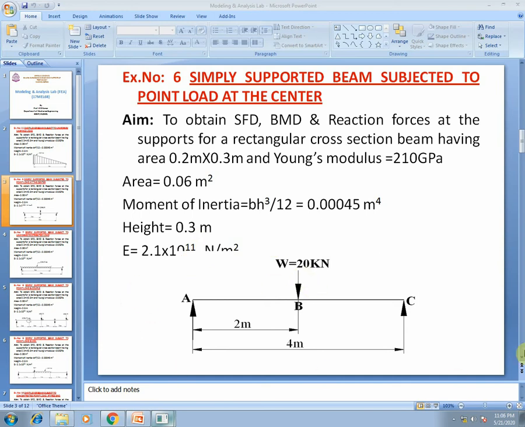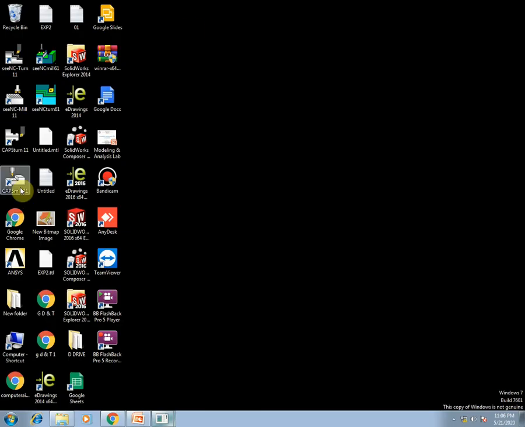Here is the diagram of the beam. The beam ends A and C are simply supported. At B, the center of the beam, the load of 20 kilonewton is acting. A to B is 2 meter and A to C is 4 meter. This problem we have to analyze in ANSYS. I am going to start in ANSYS.